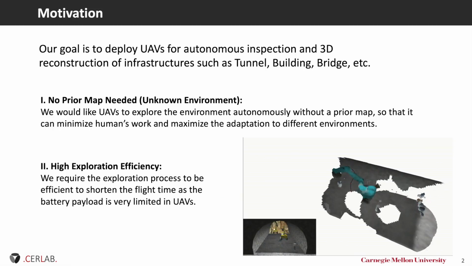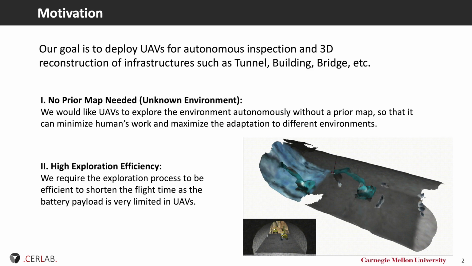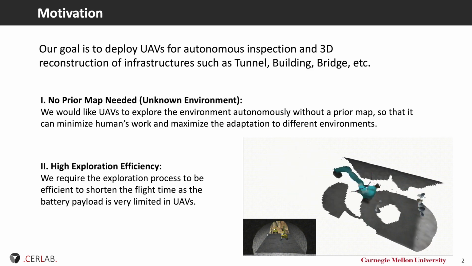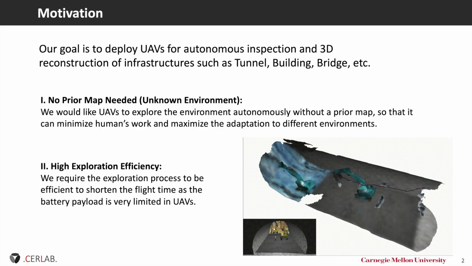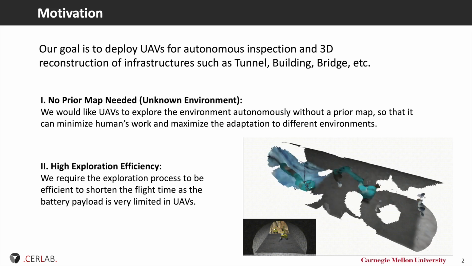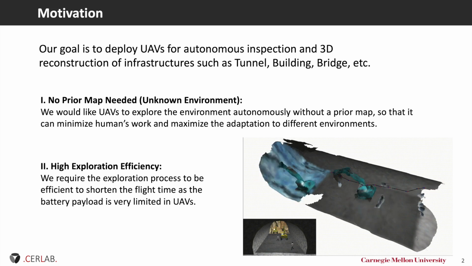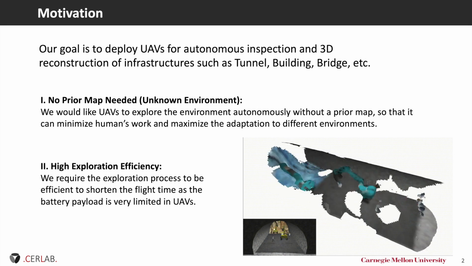Our motivation is to develop an efficient planning algorithm so that we can deploy UAVs for autonomous inspection and 3D reconstruction of infrastructures such as tunnels, buildings, and bridges. Different from previous methods, our planner has three important aspects to consider. Firstly, we assume there is no prior map so that it can minimize humans' work and maximize UAV's adaptation to different environments. As the animation shows, the map is incrementally built during our exploration process.